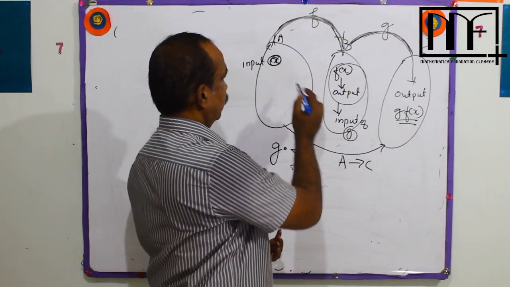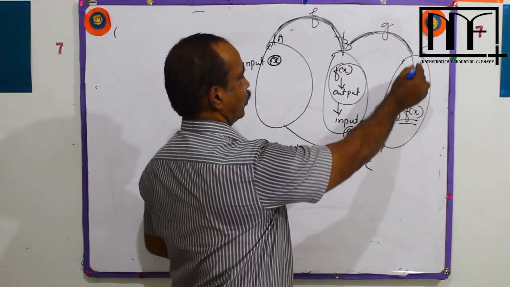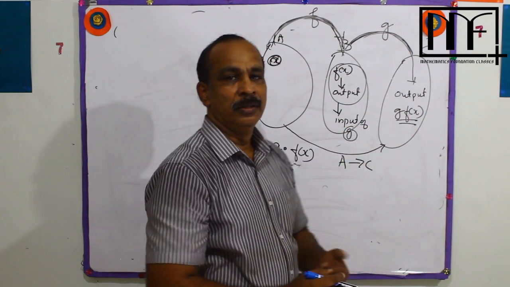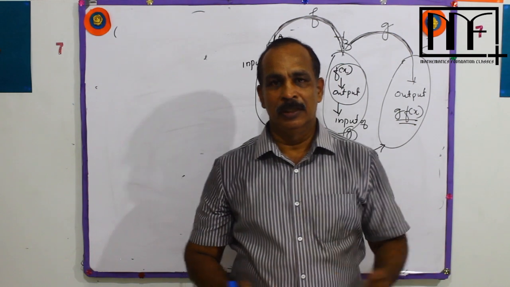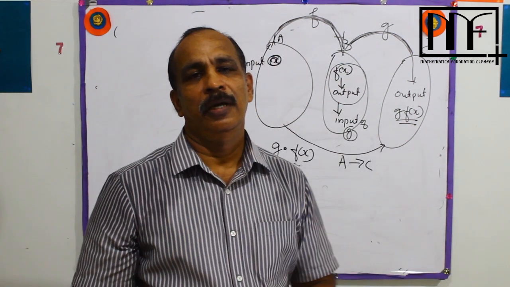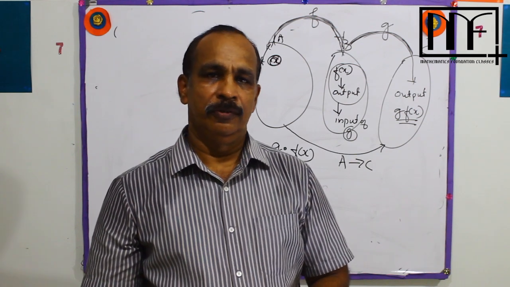So for the first function, x is the input and f(x) is the output, and for the second function, f(x) is the input of g and g of f(x) is the output. I hope it is very clear that function is a very important chapter, as I told you in the beginning. We'll work out some questions here, so it will be clear.